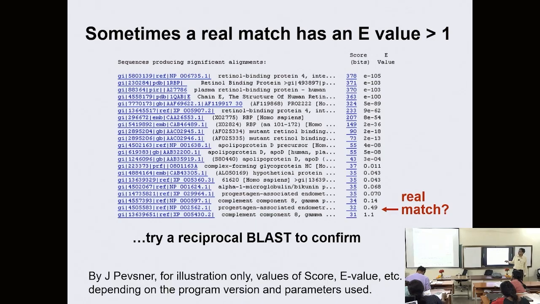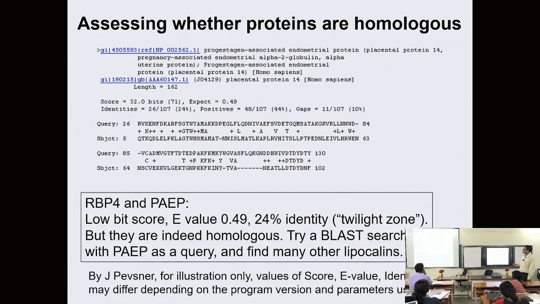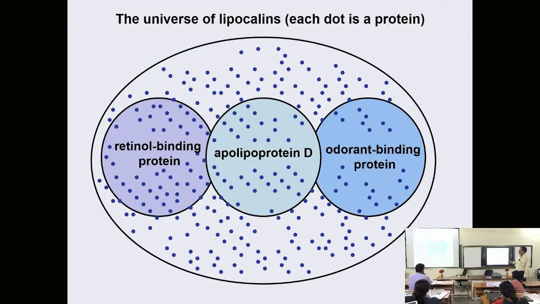And complement component 8 gamma, that is also a lipocalin, gets an E value of 1.1. So if there is a threshold of 0.01 or 0.05, they will get discarded, even though they are lipocalins, they are right hits. So sometimes people wonder how to solve this problem. One approach is to perform reciprocal BLAST. The whole idea is that if retinol binding protein hits apolipoprotein B, all are lipocalins.